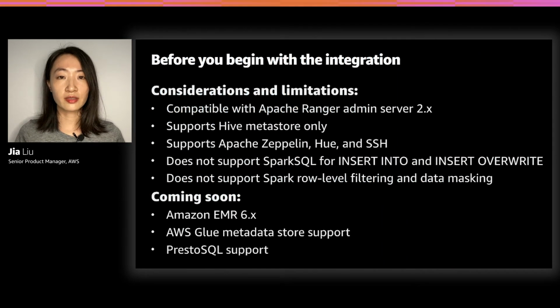Here are some considerations you want to be aware of before you begin this integration. Apache Ranger integration is currently only available on Amazon EMR 5.x versions. It is compatible with Apache Ranger Admin Server 2.x. It supports Hive Metastore only, although we have planned to support Glue Metastore in the short term. You can submit jobs via Apache Zeppelin, Hue, and SSH. It currently does not support Spark SQL for insert into or insert overwrite. It also does not yet support row-level filtering and data masking for Spark.